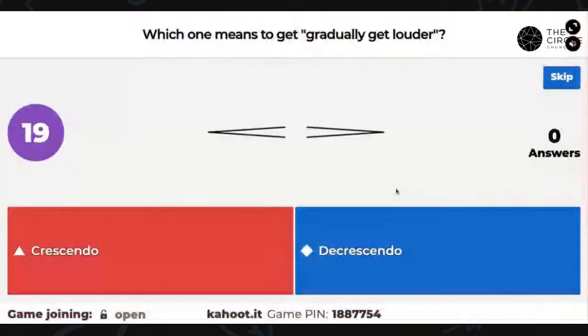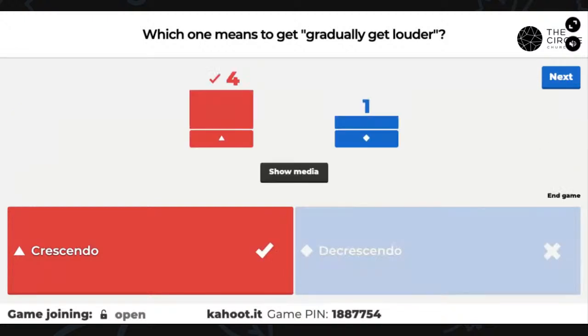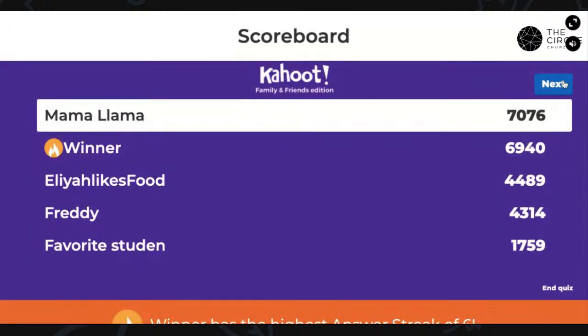This question means, which one means to get gradually louder? Red is crescendo and blue is decrescendo. Ooh, only one person got that one. Okay, Mama is still in the lead.